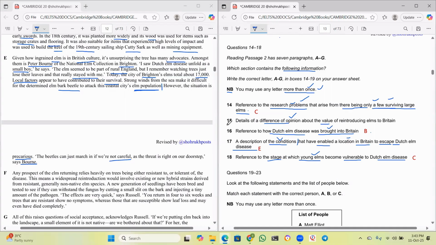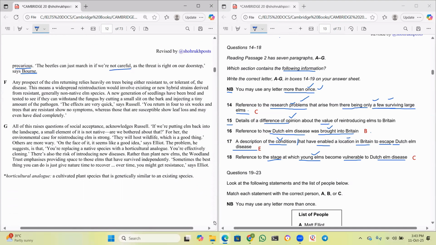Now, we are left with only one, the 15th question, right? Let us read further. So, the difference of opinions we have not read in paragraph E, right? So, there is no difference of opinion. That's why let's go to F now. Any prospect of the elm returning relies heavily on trees being either resistant to or tolerant of the disease. This means a widespread reintroduction would involve existing or new hybrid strains delivered from resistant, generally non-native elm species.